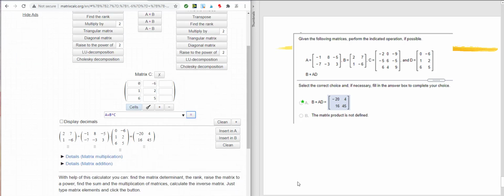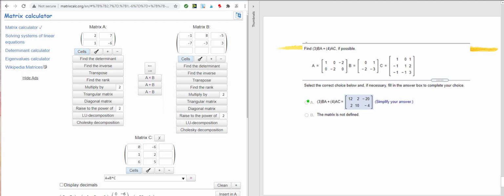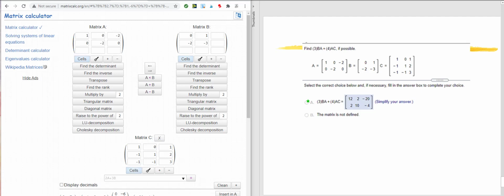We have our answer. Now that we've done a little bit of everything, we're ready to do this one. 3 times the matrix B times A plus 4, which actually is called a scalar. So 4 times the matrix A times C. So the first thing that we're going to do is put in A, B, and C. All right, I have them all in there.